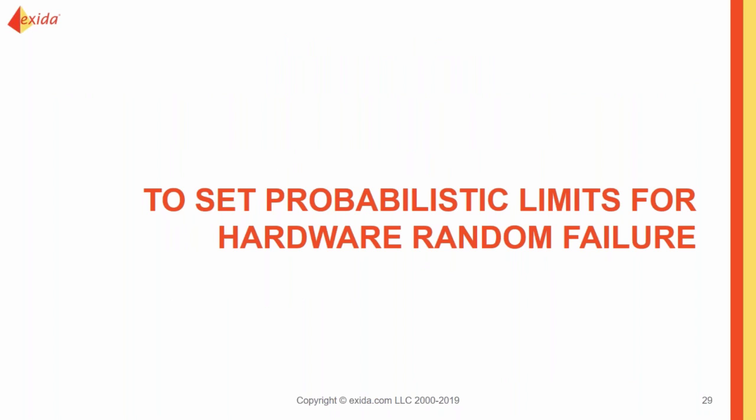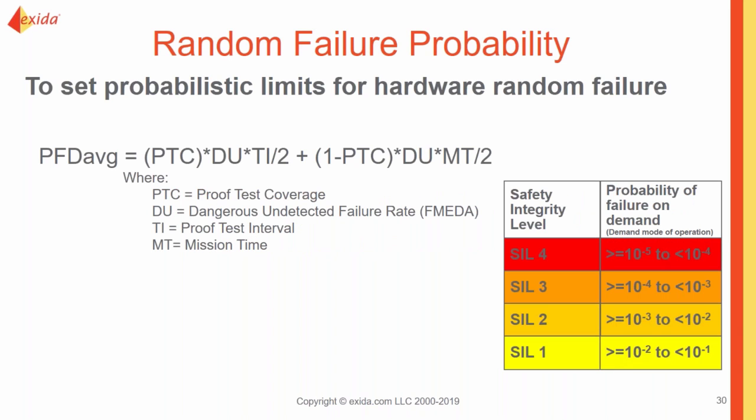The next way you can use your SIL is to set probabilistic limits for random hardware failures. What does that mean? That's your PFDavg. You want to look at the probability of a failure occurring, depending on if you're in low demand mode or high demand mode of operation. If you're in low demand mode, you're going to look over an average of your proof test interval and that probability of failure.